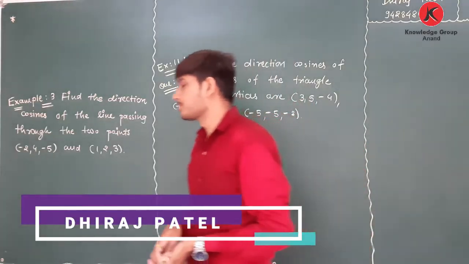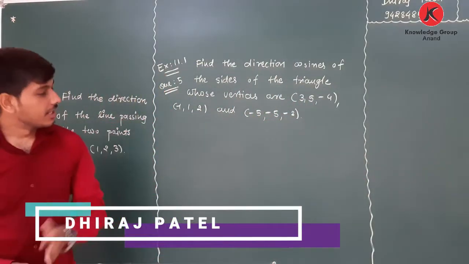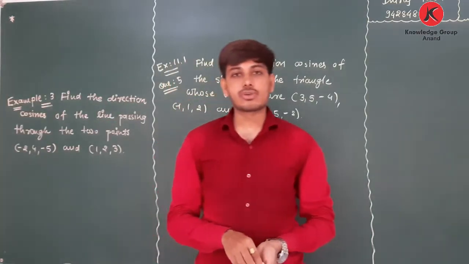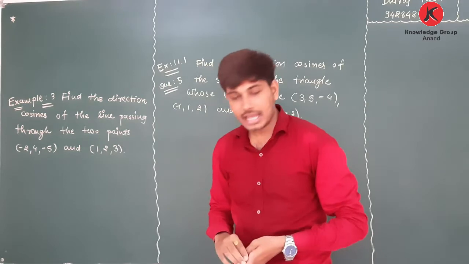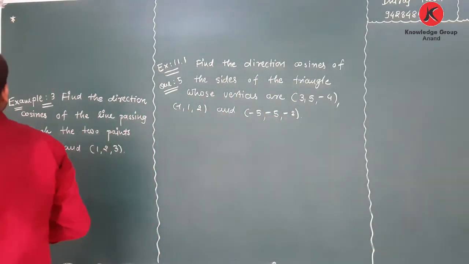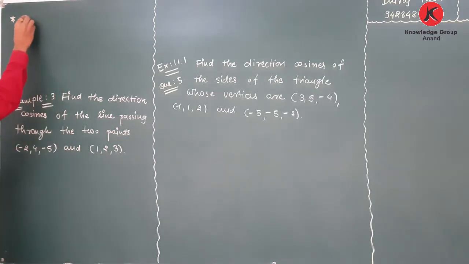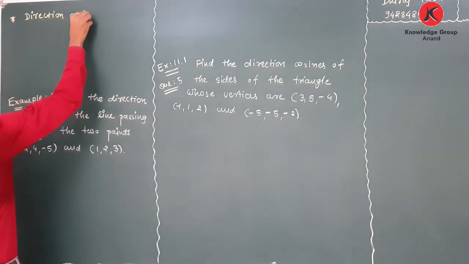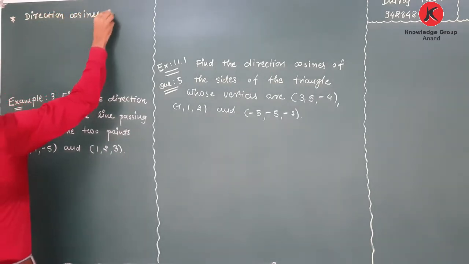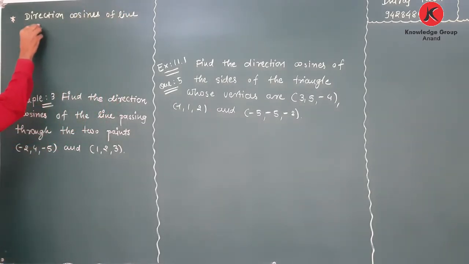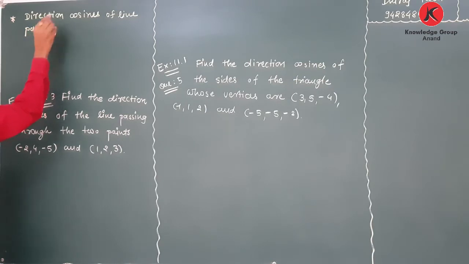Good morning, students. In the last lecture, we discussed how to obtain the direction cosines of a given line if the direction of the line is given. Now we are going to discuss the next topic: direction cosines of a line passing through two points.